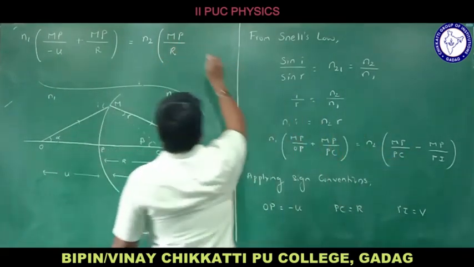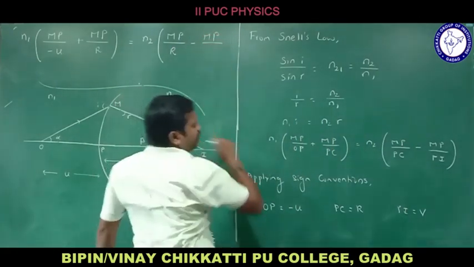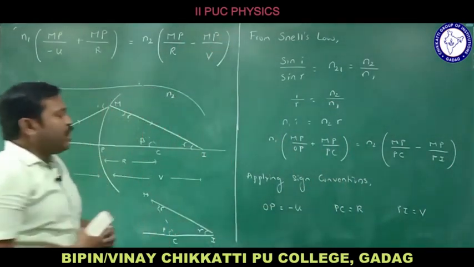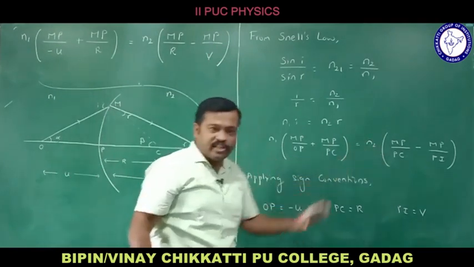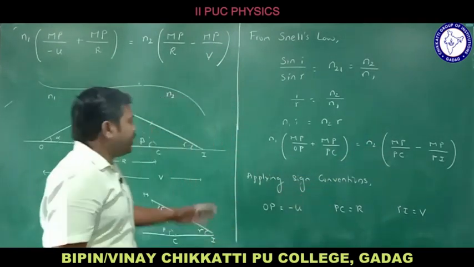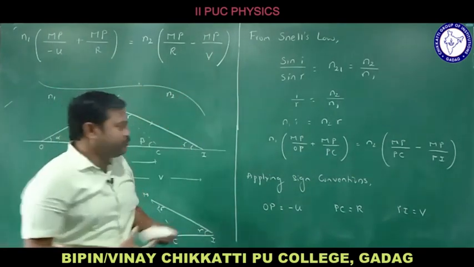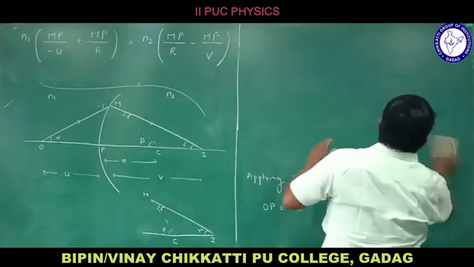Again we have minus here. Let me take it as minus MP divided by what is PI? PI is nothing but V, right? Now I have applied sign conventions to this equation, right? So I use sign convention and I have converted this and I have taken these values. I substitute the values. So using sign conventions, I got this equation.